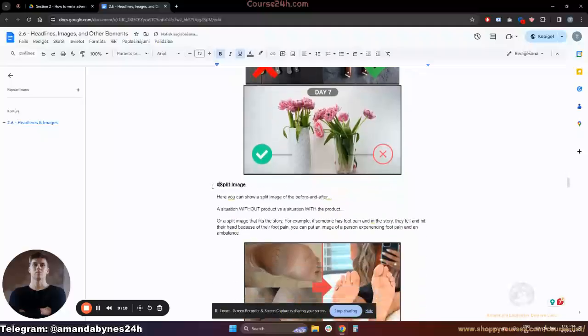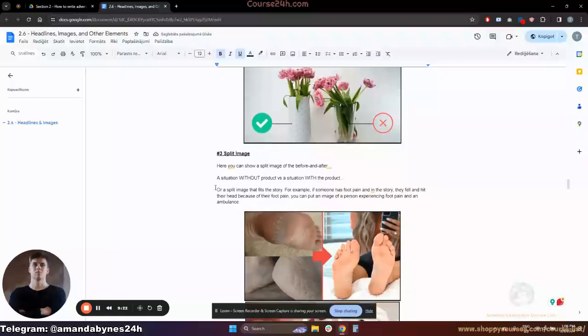So number 3, you have the split image. Here you can either use the before and after, a situation without the product versus a situation with the product. For example, if you're selling a knee patch or a knee sleeve, you can put on the left side a person suffering from knee pain, and on the right side a person walking or running with a smile on their face, and the product is on their knee.